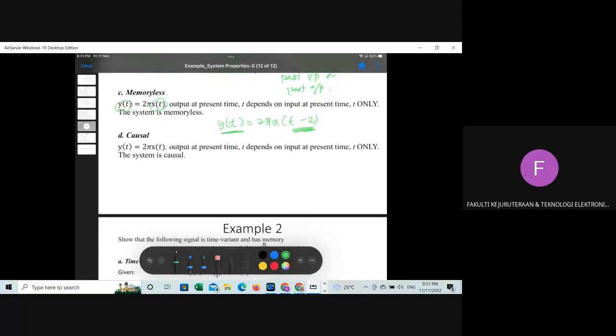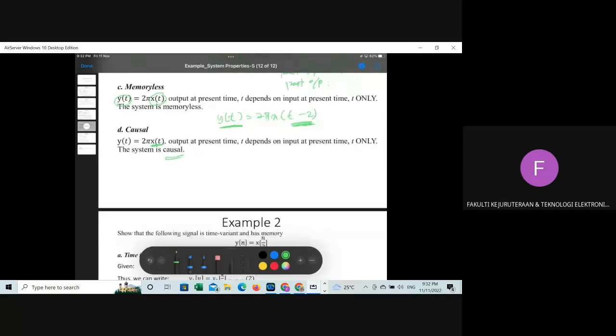And then causal. Causal, also based on the definition, if it depends on the present and past, it's causal. So in this case, the output now depends on the input now, or the input at present time, so it's causal. So this is checked by the definition. This one is easy, just based on the definitions.